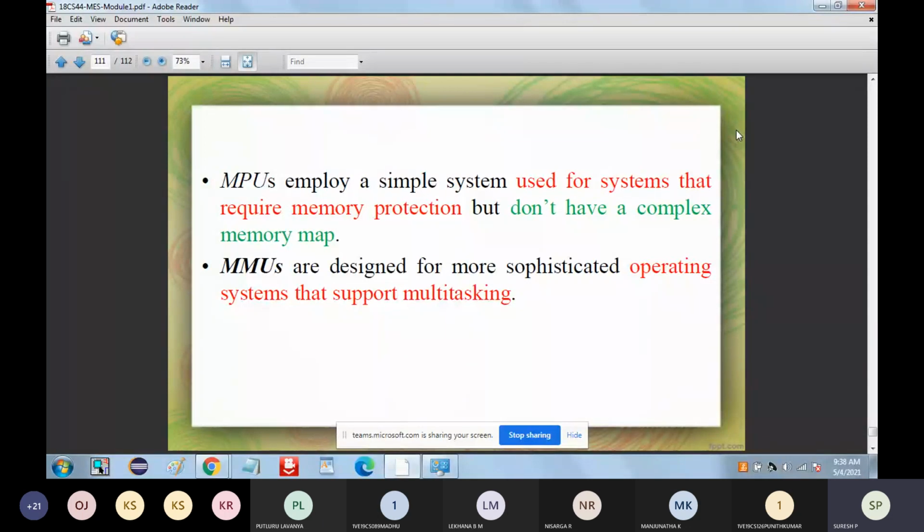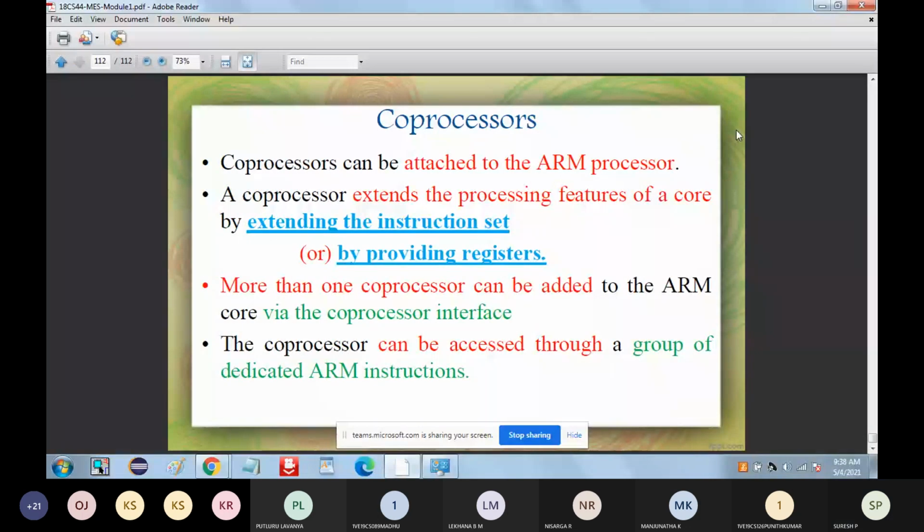Okay, so the last topic is the coprocessor. What do you mean by coprocessor? We have discussed three topics: tightly coupled memory, memory management unit, and coprocessor interface. So the last topic in your first module is the coprocessor. First you should know how coprocessors can be attached to the ARM processor, and how it will be extended.